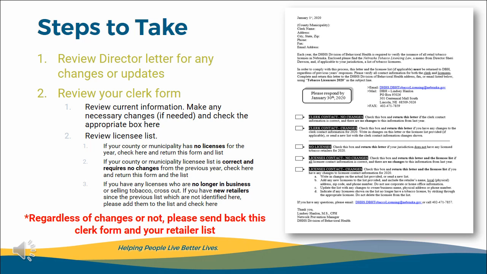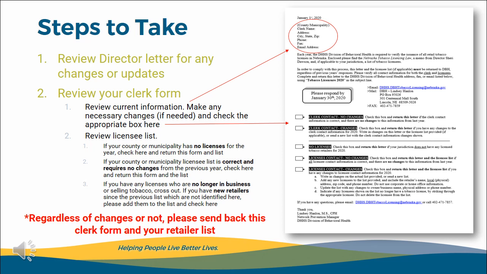The first part is to review the current information in the top left-hand corner. This is the information that we have on file for the clerks for your county or municipality. If there are no changes and we have everything correct, you'll check the first box available. If there are changes, please check the second box and write in any changes or updates on this sheet.